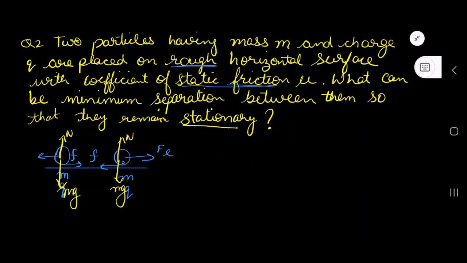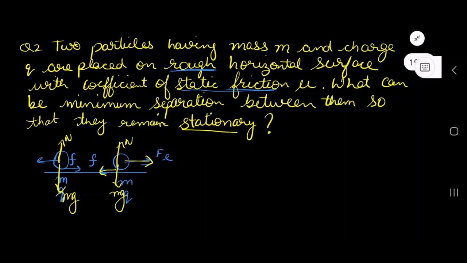So we'll be seeing that in the horizontal direction there are two forces acting on the body, that is electrostatic repulsion force, and this friction force is balanced by this. If it happens, then our system will be stationary. Okay, so let's balance these forces. Now F electrostatic is equal to frictional force.